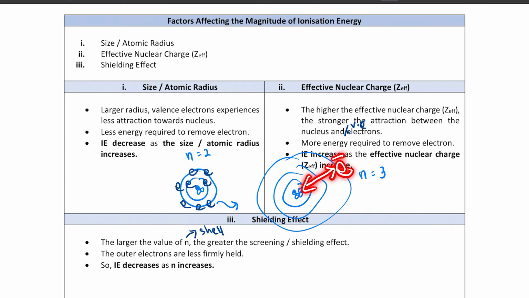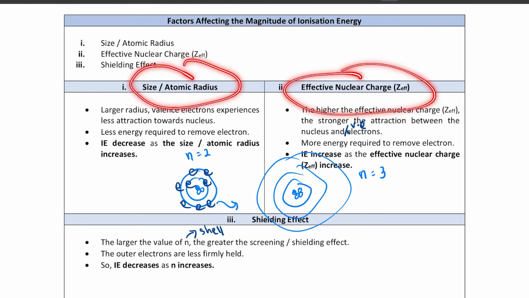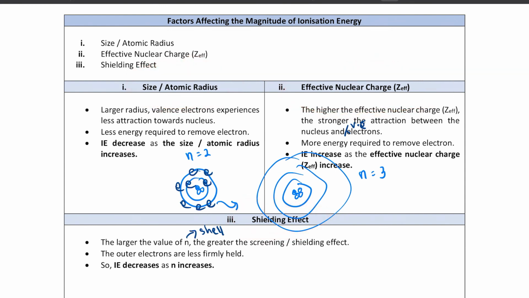When the outer electrons are less firmly held by the nucleus, that means it is easier to remove this electron. So kalau easy to remove the electron, that means we don't have to put a lot of energy into it. So ionization energy decreases as N increases. So kalau elektron tu kita tak perlu energy sangat untuk remove, okay, maksudnya ionization energy dia akan berkurang. Okay, so basically we are done with factors affecting the magnitude of ionization energy. So if you think back, semua factors ni related. Okay, memang related lah.